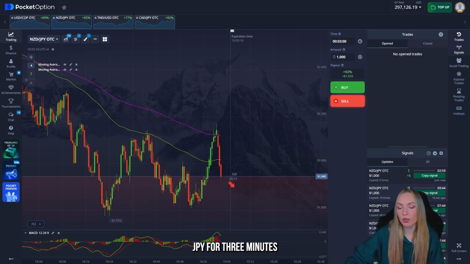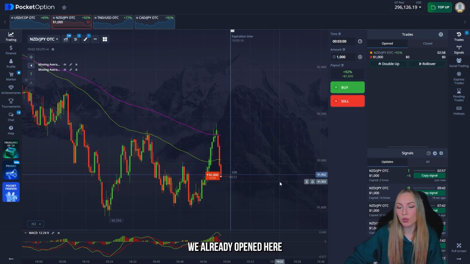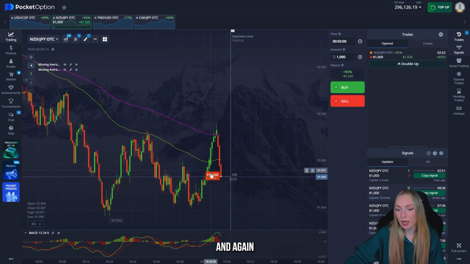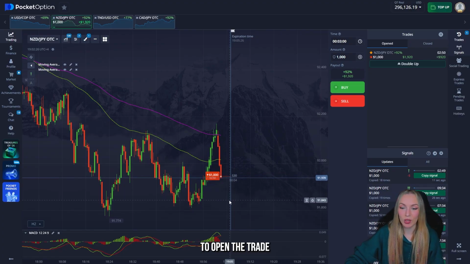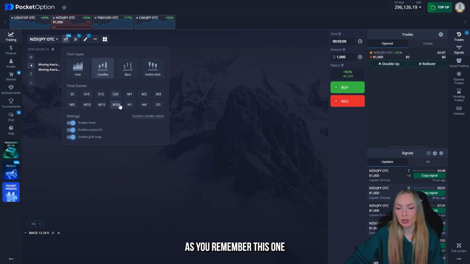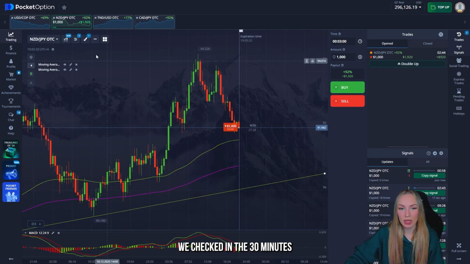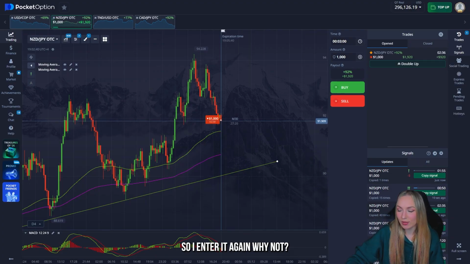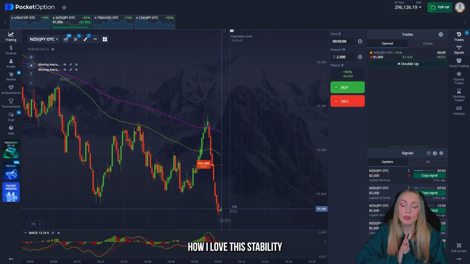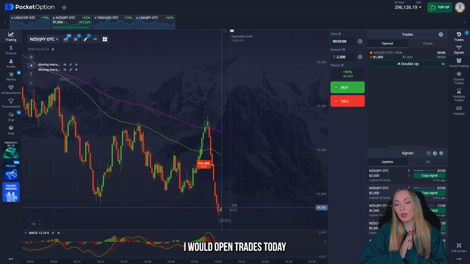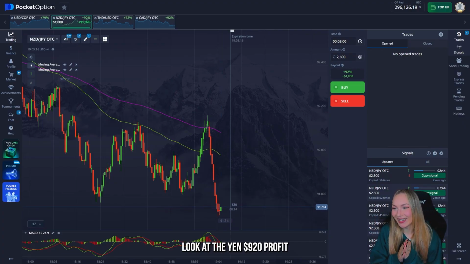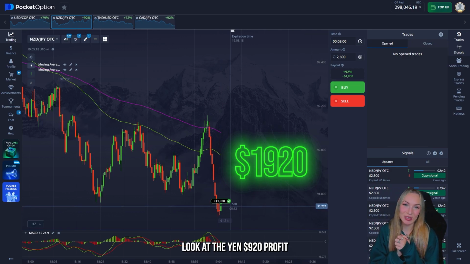NZD JPY for 3 minutes in the downward direction. We already opened here the trade in the downward direction. It was profitable, and again here formed the signal to open the trade in the downward direction. As you remember, this one we checked in 30 minutes time frame. It's still super far away from the support line, so I entered again. Why not? How I love this stability in this chart. I would open trades today here and only here today. Look at that. Again, $920 profit.